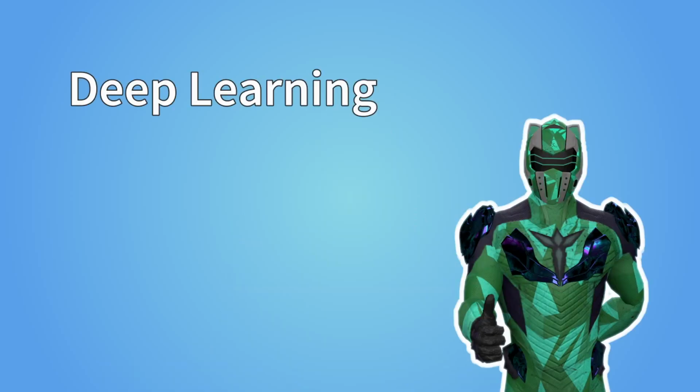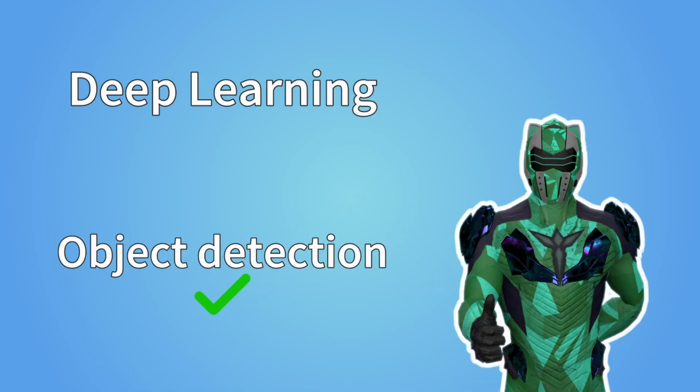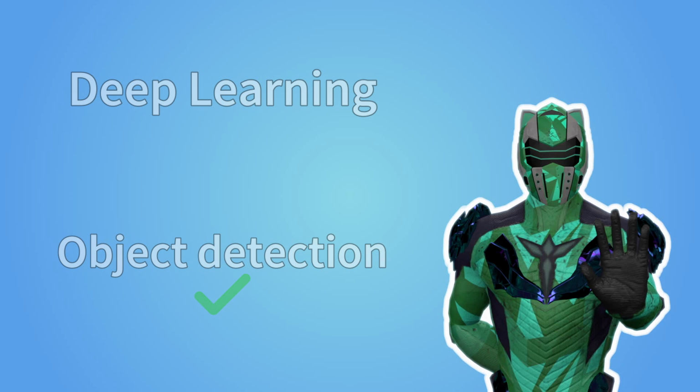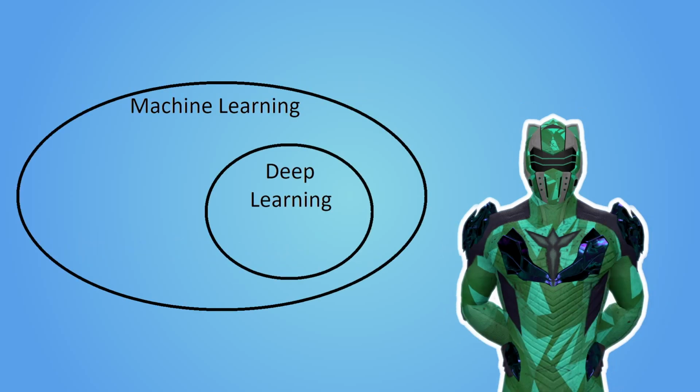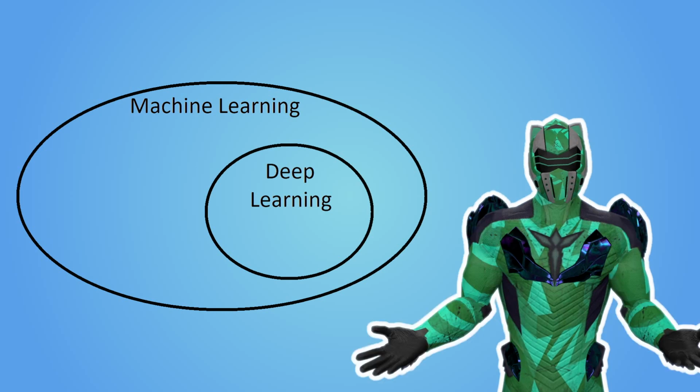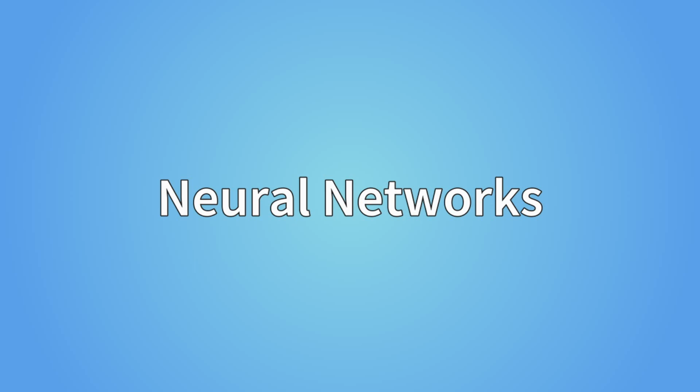So, how does that help with target acquisition? Well, deep learning can be excellent for object detection in an image. But I want to make something clear. Deep learning is just a subset of machine learning. Not all machine learning algorithms are neural networks. In a lot of cases, neural networks are just completely overkill. Let's explain what a neural network is.